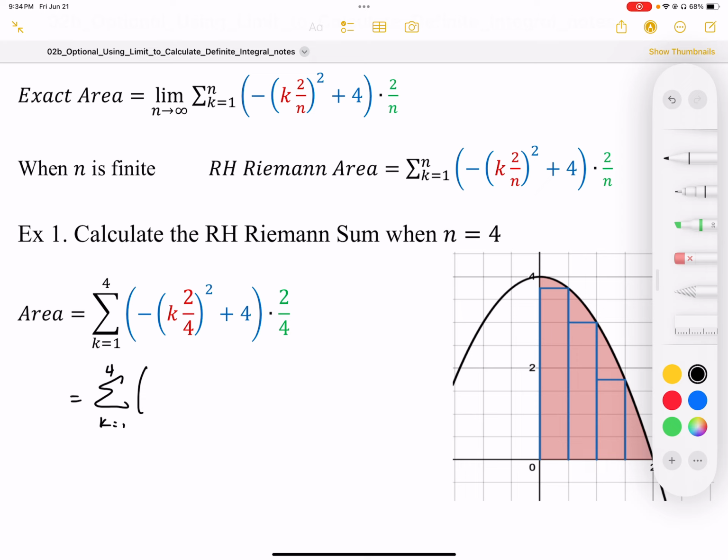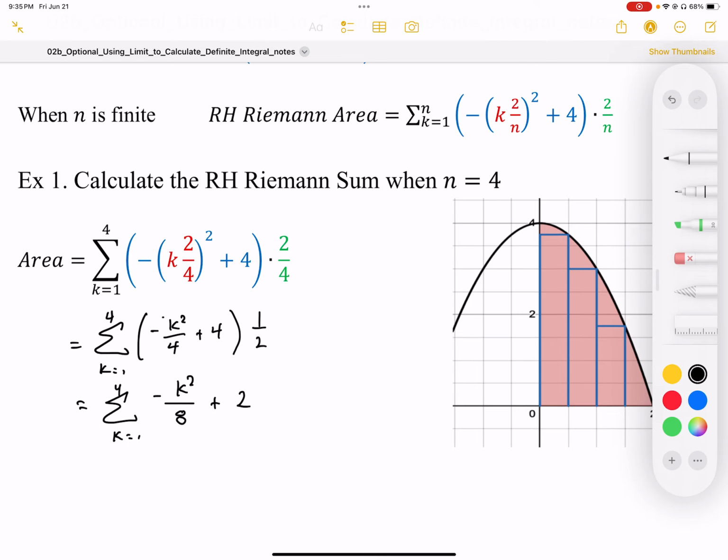So I'm going to end up with 2 over 4, which simplifies to 1 over 2. So I end up with negative k squared over 4 plus 4, times 2 over 4, which becomes 1/2. And so my simplified formula becomes negative k squared over 8 plus 2. Each rectangle is going to be based on that expression.